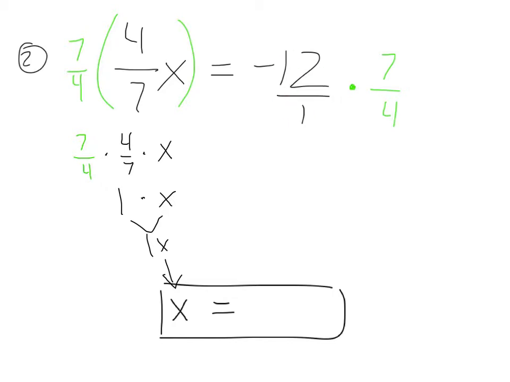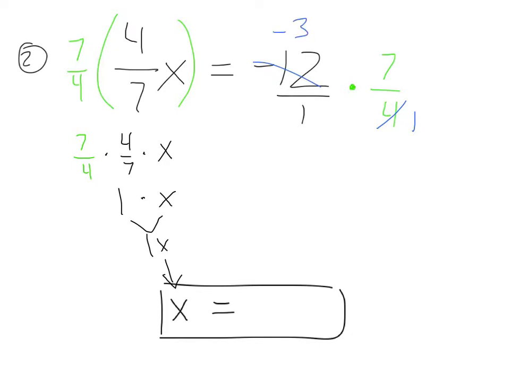Negative 12 over 1 times 7/4. Can I simplify this fraction? No. Can I simplify this fraction? No. Can I cross cancel? Yes. I have a 4 here and a negative 12 there. How do I cross cancel? Divide them both by the same thing. I can divide them both by 4. So if I divide 4 by 4, it becomes 1. If I divide negative 12 by 4, it becomes negative 3.